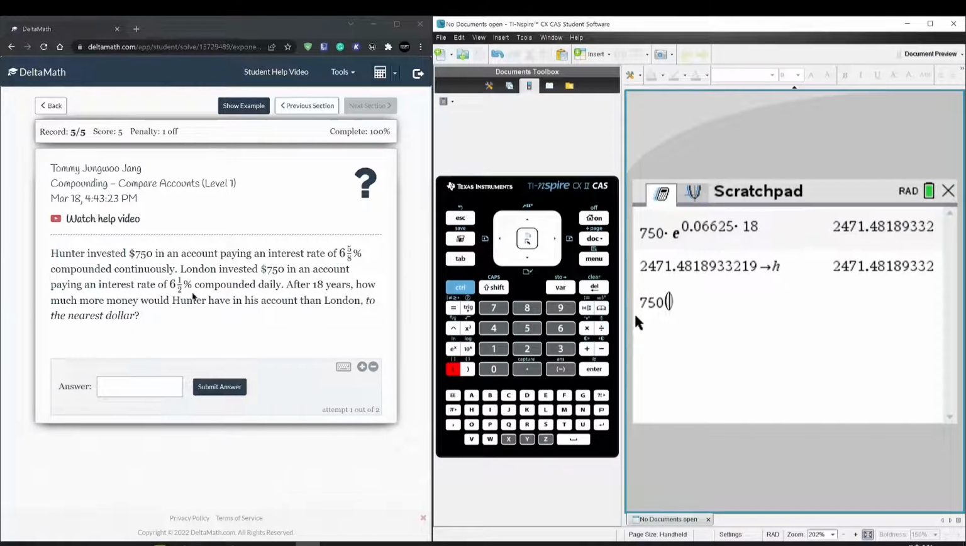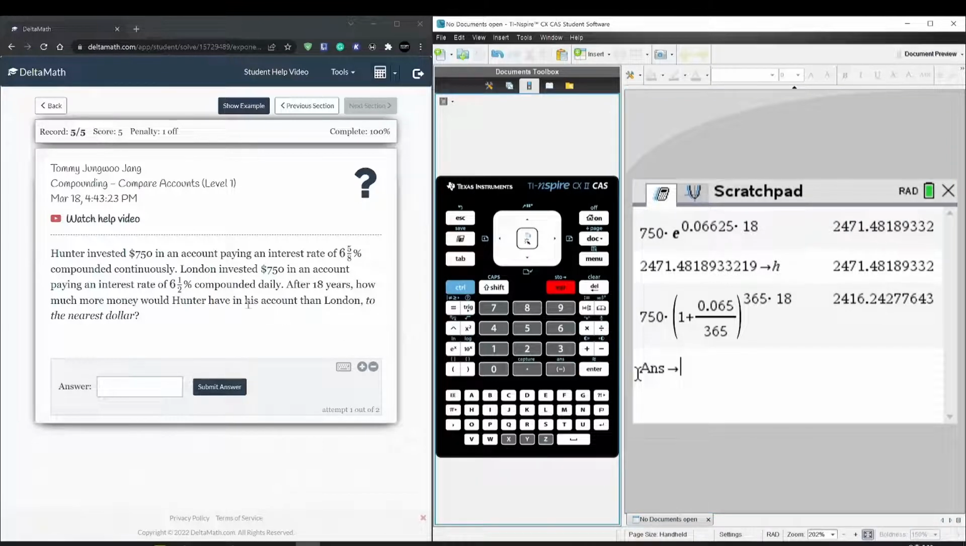Now if we think about London, we have $750 times, now it's 6.5% compounded daily. So we have to do 1 plus 0.065 over 365, to the power of 365 times 18 years. If we have that, that's going to give us this interesting value. I guess we can use ans, but just to show you how to use store, we're going to store that into a variable L because London starts with L.